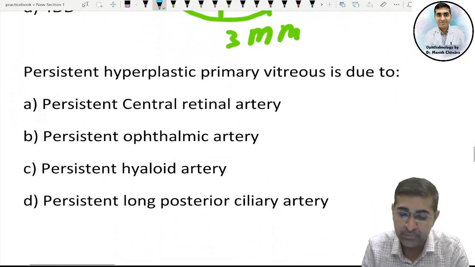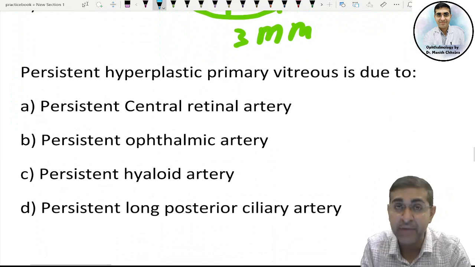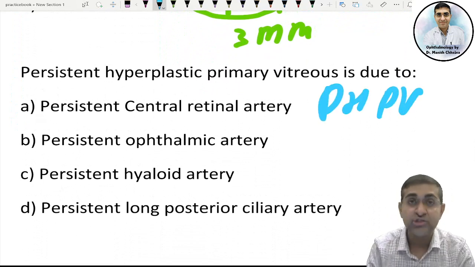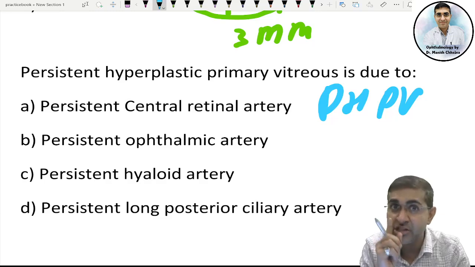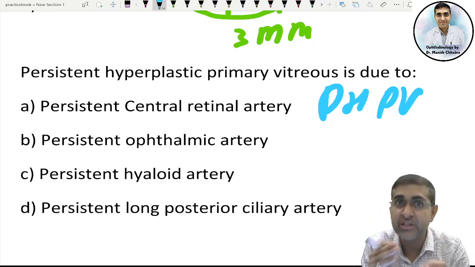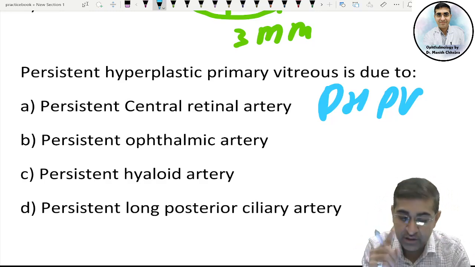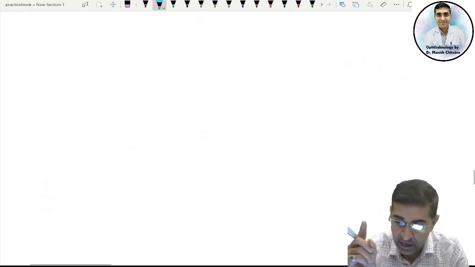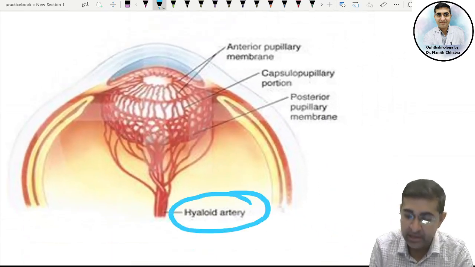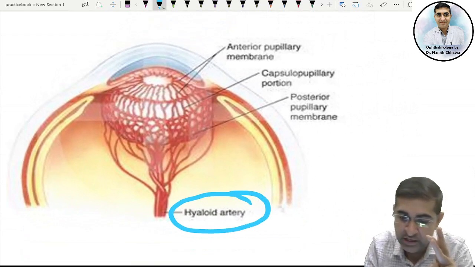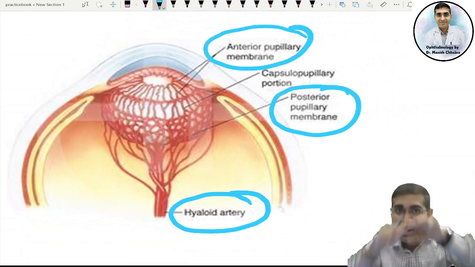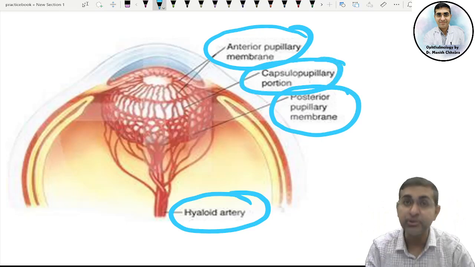Okay, now persistent hyperplastic primary vitreous is due to what? PHPV. For that you need to understand the blood supply of the developing lens. It has 3 vessels, which are actually branches of nothing but one artery, your hyaloid artery. So this is your hyaloid artery which is coming. It is divided into 3 parts. One is the anterior pupillary membrane, second is the posterior pupillary membrane, and the equatorial is the capsulopupillary portion.